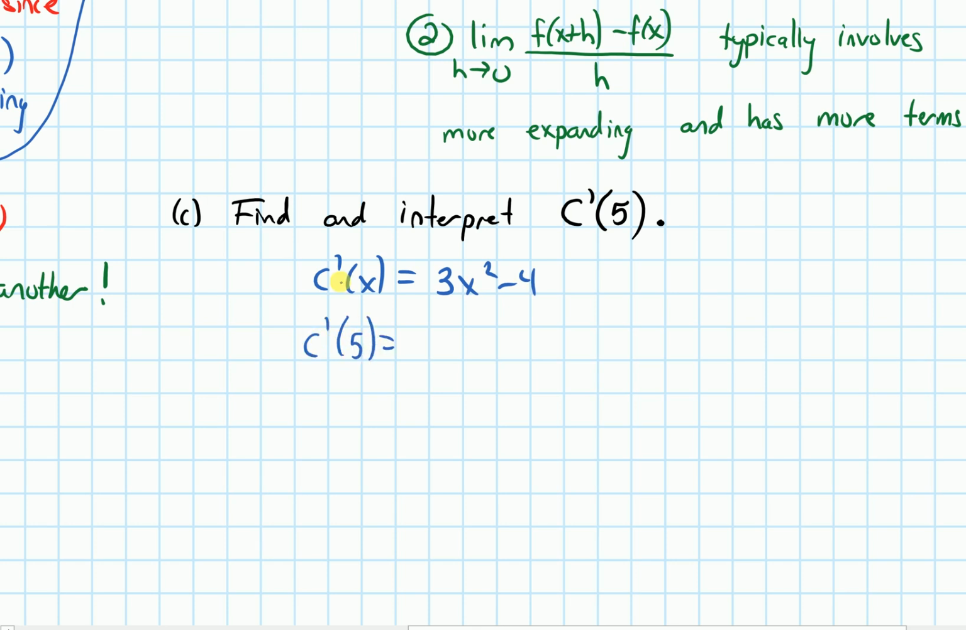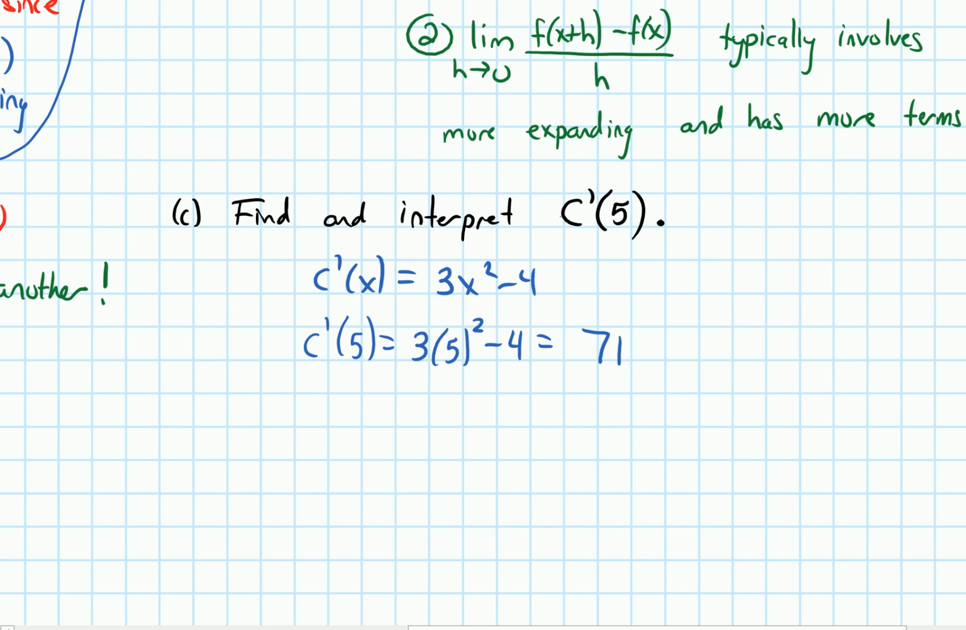I can figure it out by just plugging in, because I already have my derivative function. So we get 3 times 5 squared minus 4. That's going to be 3 times 25 in the front, which is 75, minus 4. And that is 71. Okay, so we found c prime of 5 is 71, but now I need to interpret this.